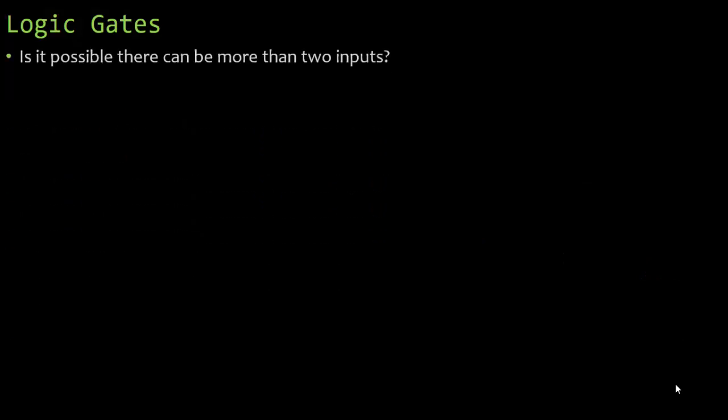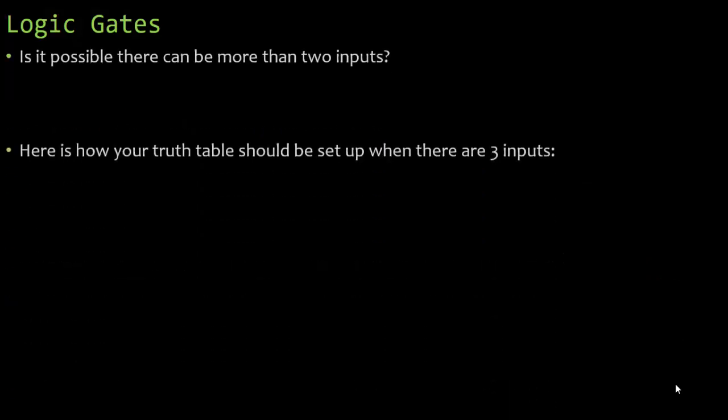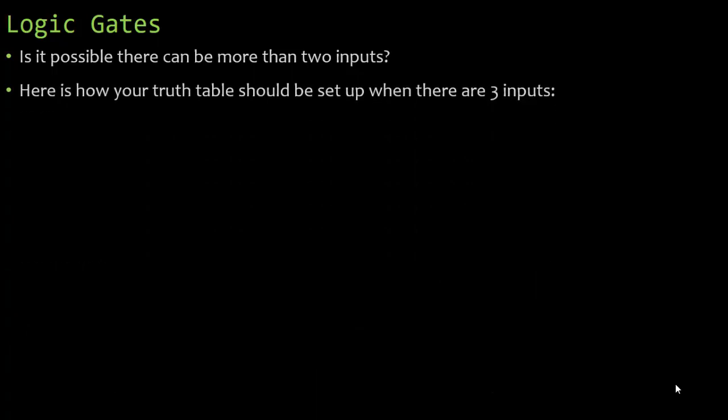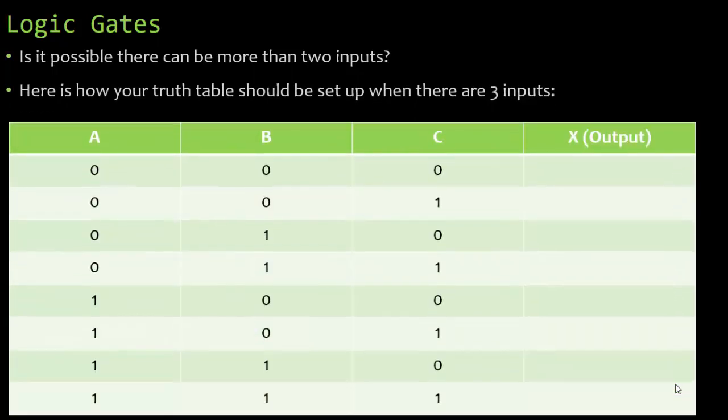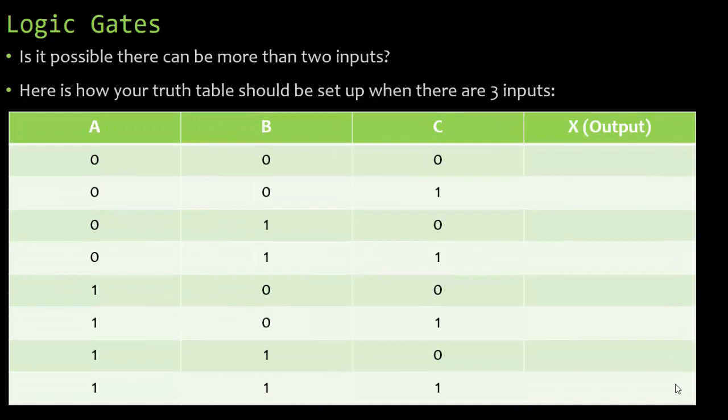Now, is it possible there can be more than 2 inputs? Here's how your truth table should be set up when you have 3 inputs. So we have A, B, and C. There are 8 possible combinations. So here's how you set it up.